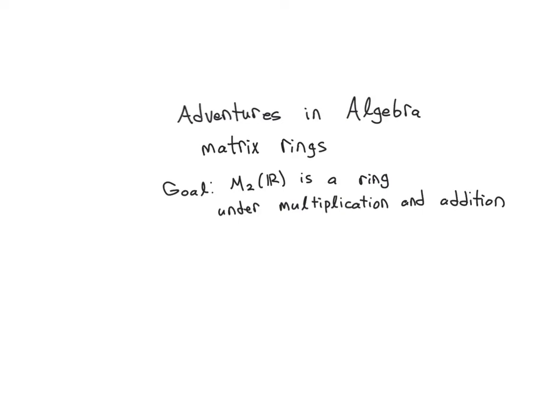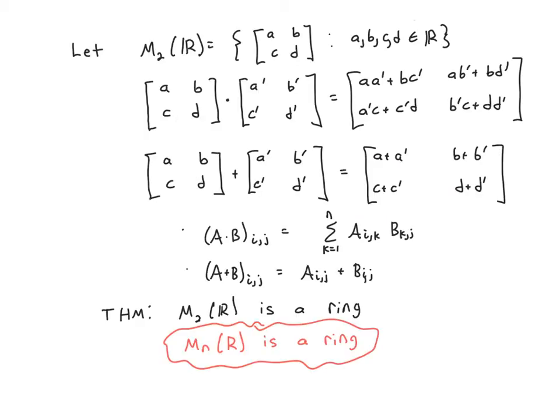Well, in this video, we are going to prove that the set of 2 by 2 matrices with real entries is a ring under multiplication and addition. So M sub 2 of R is the set of 2 by 2 matrices. In other words, the elements in this set are matrices. And so matrices have entries A, B, C, and D.